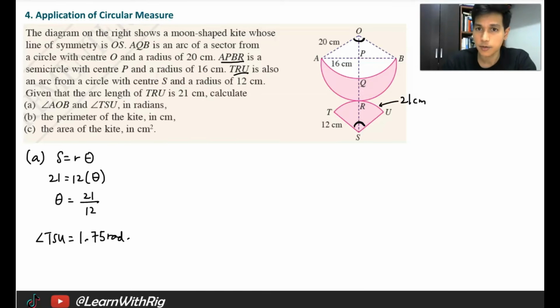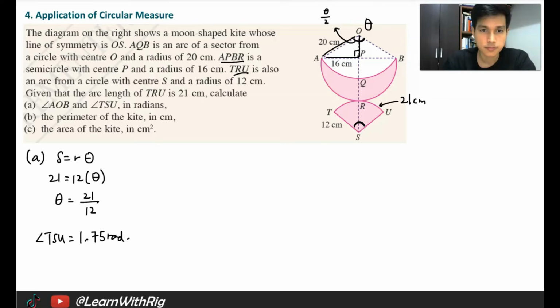Now you want to find angle AOB. So angle AOB, let's say this is theta. You know this is 20, this is 16, so you can form your right angle here. So this small angle here is theta over 2, because you cut it into half. We're going to use opposite over hypotenuse, which is sine.